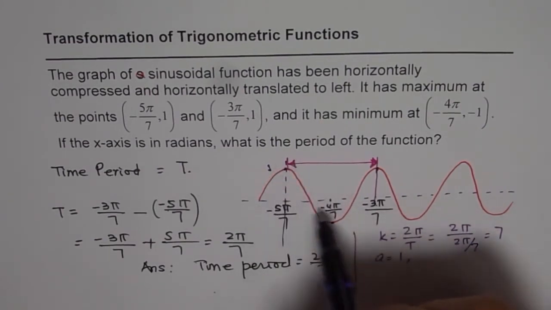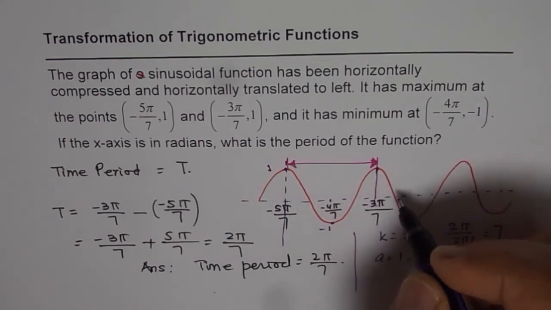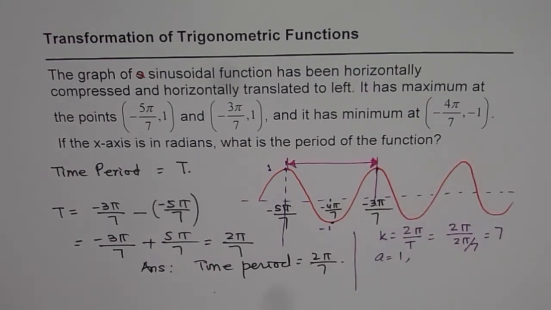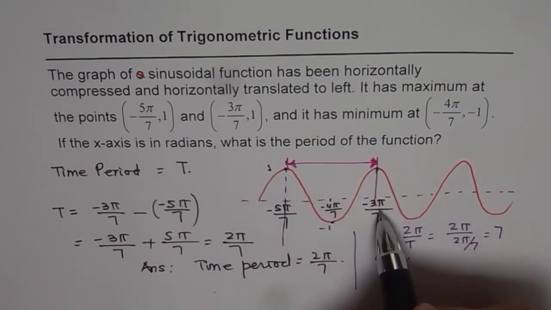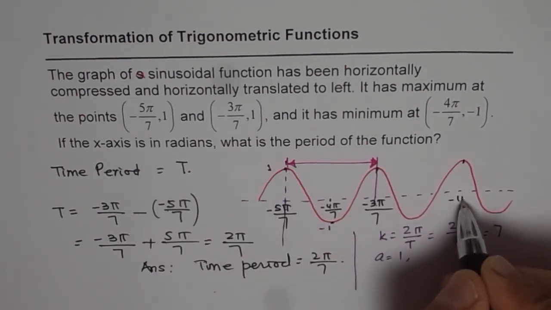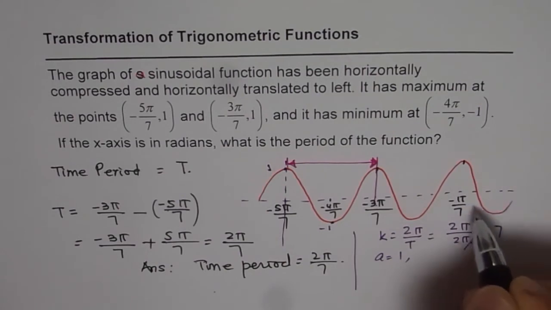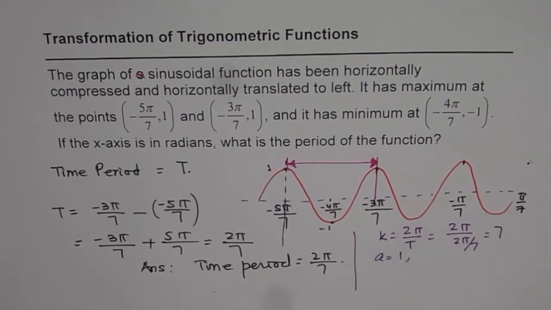Now we are not really given the starting point. So for your convenience, you can always start from any point you want, right? So think about it like this. If I go further along this line, this maximum is at minus 3 pi by 7. The next maximum will be plus 2 pi by 7 from this, so minus pi by 7. And the next will be, that means, pi by 7. Do you see that? Pi by 7 will be my next maximum.